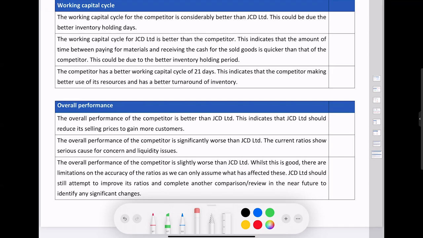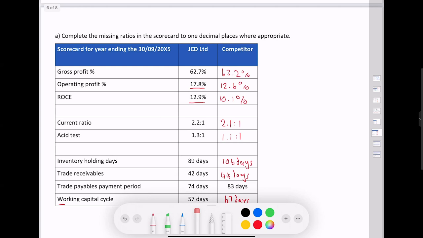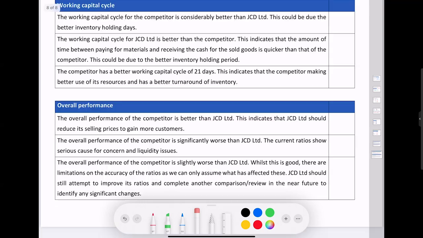The working capital cycle for JCD is better than the competitor. We know that that bit's true. This indicates that the amount of time between paying for materials and receiving the cash for goods sold is quicker than that of the competitor. This could be due to a better inventory holding period. So let's just have a quick look. Okay, well, the inventory holding period is also lower than the competitor, which is a good thing. And as we've previously said, the working capital cycle is also better because it's lower. So that would be correct.